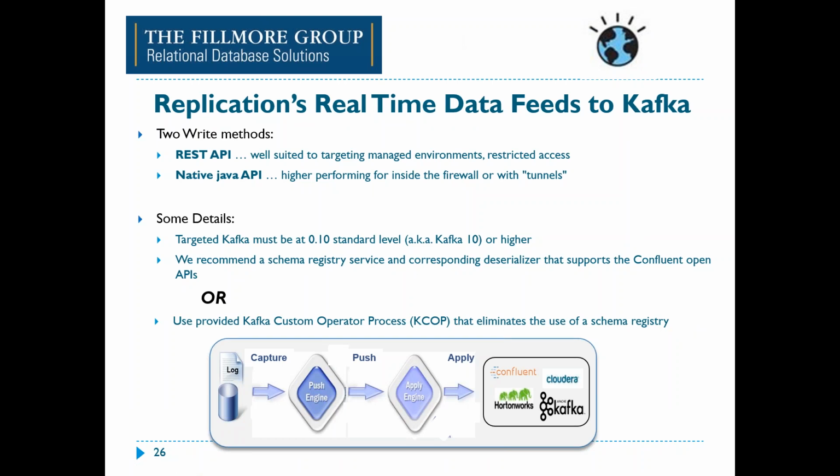And so here is an example of real-time data feeds to Kafka. There are two write methods. One is the REST API and the other is the native Java. The targeted Kafka must be at the 0.10 standard. And IBM recommends a schema registry service and corresponding deserializer that supports the Confluent API, so you can make sense and govern and administer this environment in a more sane fashion.